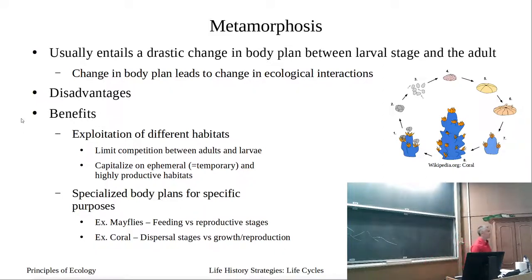Exploitation of different habitats. That goes to the idea of the ecological interactions. Our larval body plan is completely different than our adult body plan. That means that we can utilize or we can exploit different habitats. And when we exploit different habitats, one, it's going to limit competition between our larval stages and the adults, so we're not competing with each other. And number two, sometimes we can now capitalize on those habitats that are very short-lived. We said ephemeral, which is temporary, and so forth.